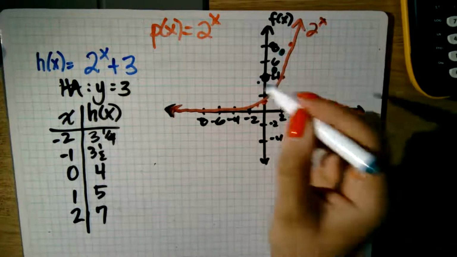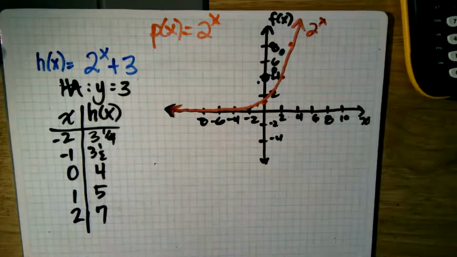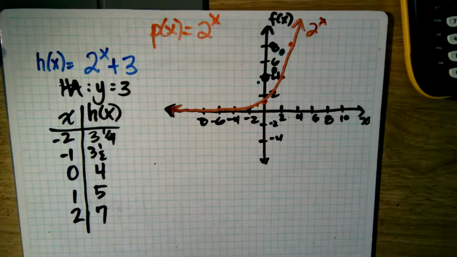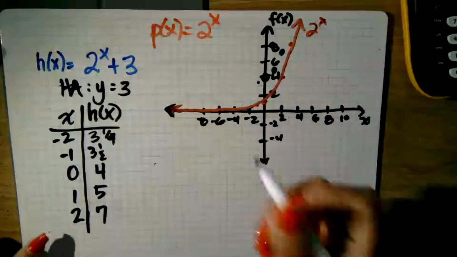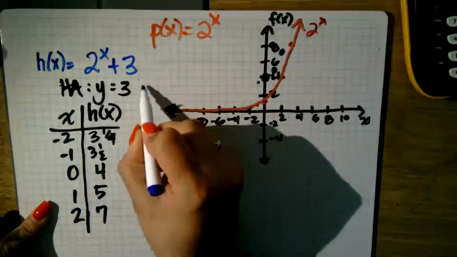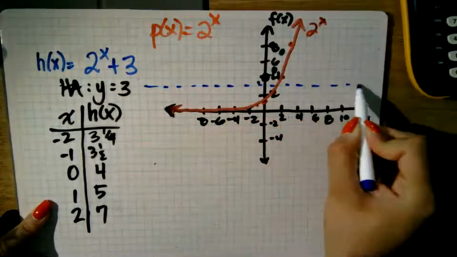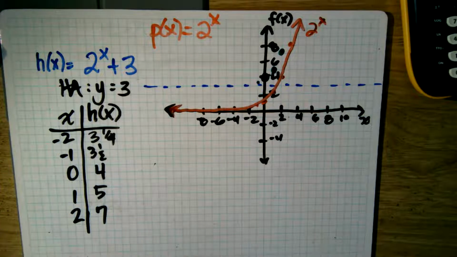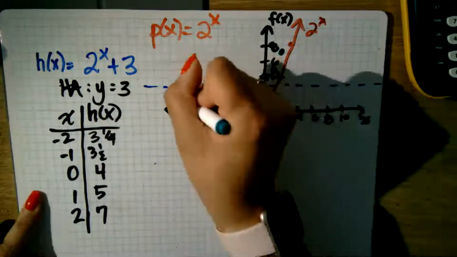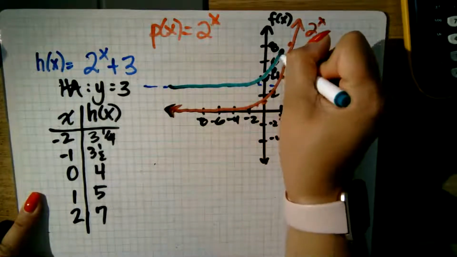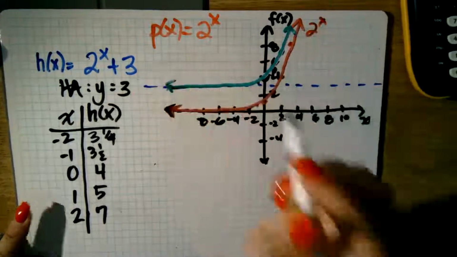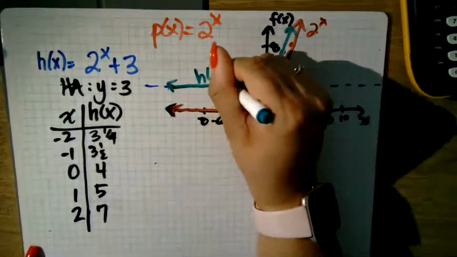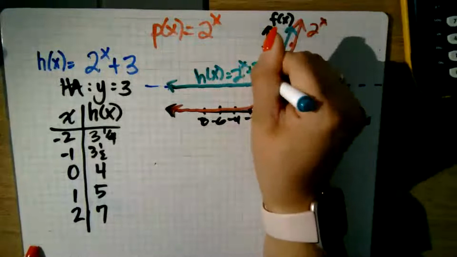So, I recognize that I do have a horizontal asymptote. I'll draw my horizontal asymptote at y equals 3. Remember, it's an imaginary line that this graph will never cross. And here is my graph of H of x equals 2 to the x plus 3.